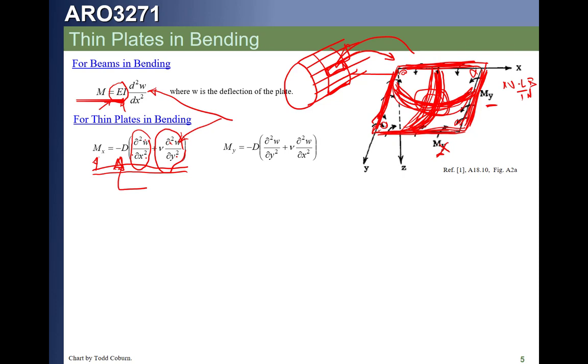We're going to get a similar equation for the moment about the y. The moment about the y, once again, this is a running moment, which means inch pounds per inch. We've got the bending stiffness for that direction. We have the second derivative of the deflection with respect to y, and the second derivative of the deflection with respect to x. This prepares us to analyze the beam.